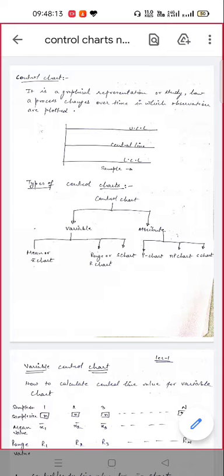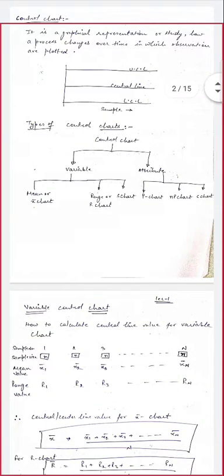Okay, so in control charts we have to find three line values. One is the center line value, second is the upper control limit line value, and third is the lower control limit line value. So you can see here there are three lines: the center line, upper control line, and lower control line. And for that, on the x-axis we have to plot the sample numbers, and on the y-axis we have to plot the value of the particular sample number.